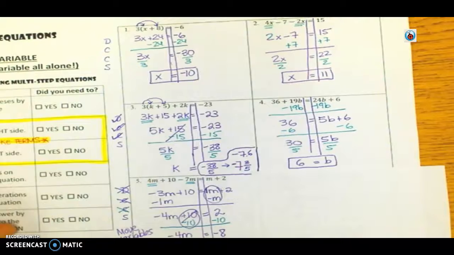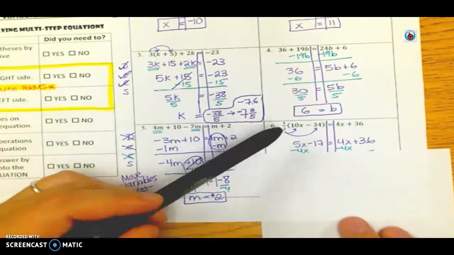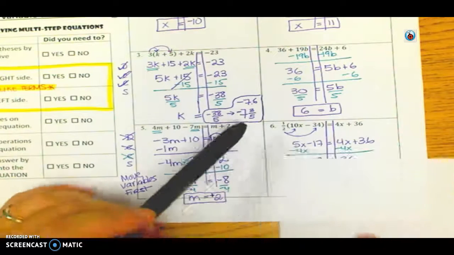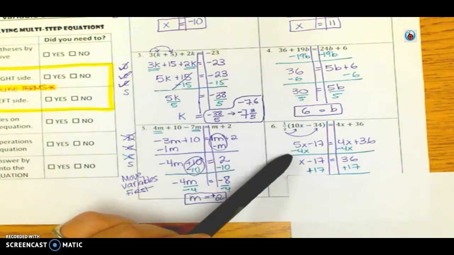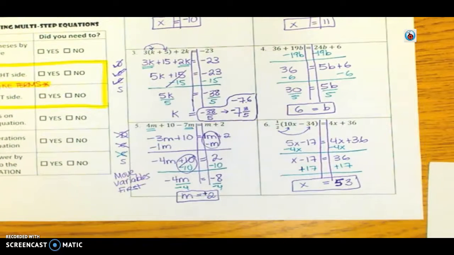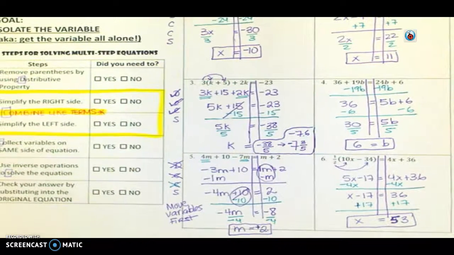Okay, and then for number 6, here we had to do the distributive property, and then we also had a variable on both sides. So I moved the smaller number to the larger number side, and then I ended up with a one-step equation and got x equals 53. All right, let me know if you have any clarifying questions, and I will talk to you later.